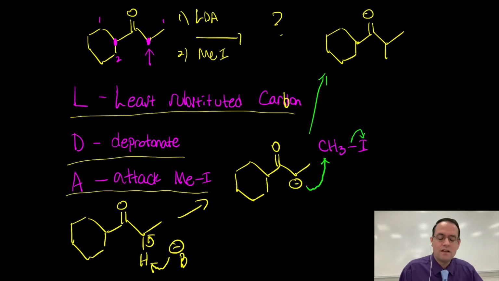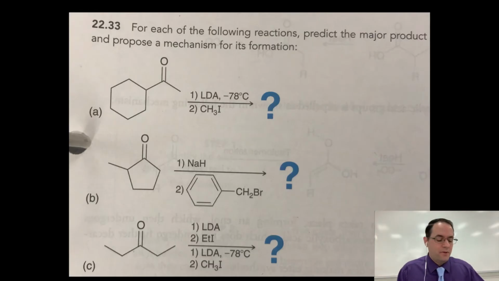All right, let's do some practice problems to make sure we understand this. Problem 33. For each of the following reactions, predict the major product and propose a mechanism for its formation. So LDA, we just did this one here. You want to look for the least substituted alpha carbon.